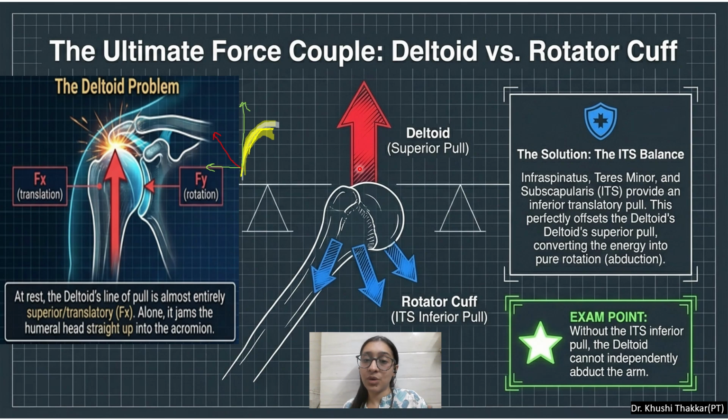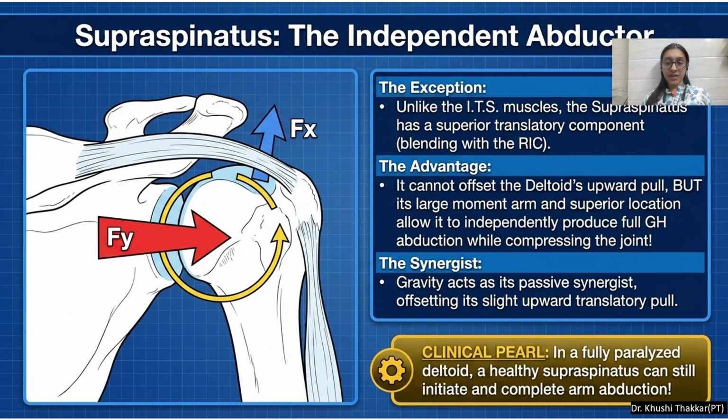This perfectly offsets the deltoid superior pull and converts the energy into pure rotation, because if the translatory pull superiorly is compromised, now deltoid's rotatory component can act and rotation of the shoulder joint, glenohumeral joint, can happen. Please remember this: without ITS, the inferior pull, deltoid cannot independently abduct arm. In one of the previous slides, I told you that supraspinatus acts as an independent abductor. Let's understand how this happens.